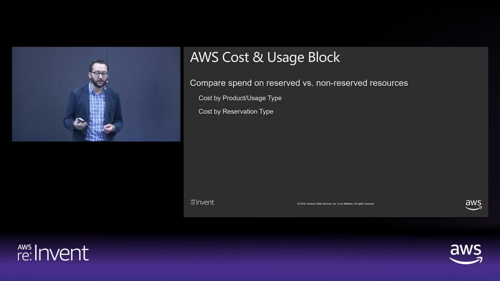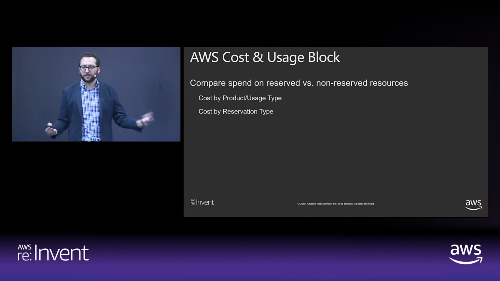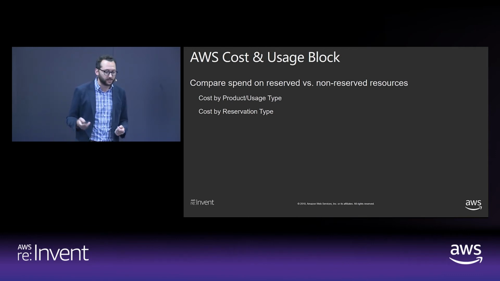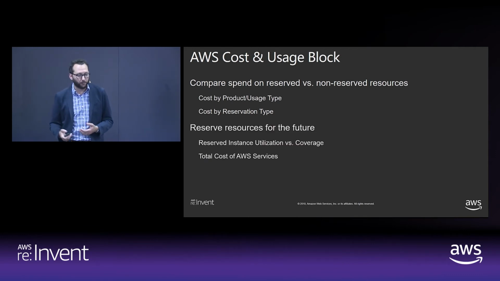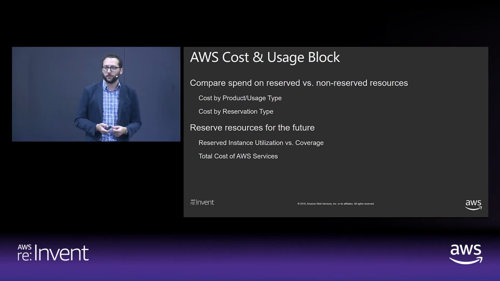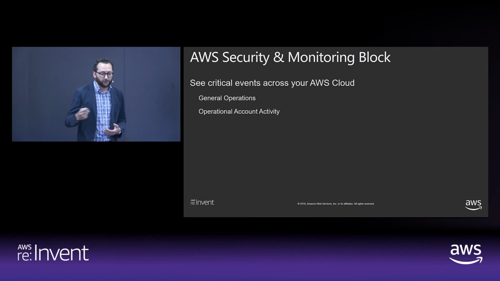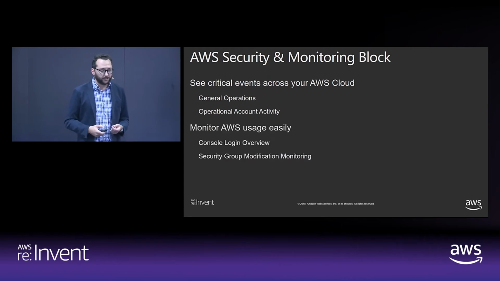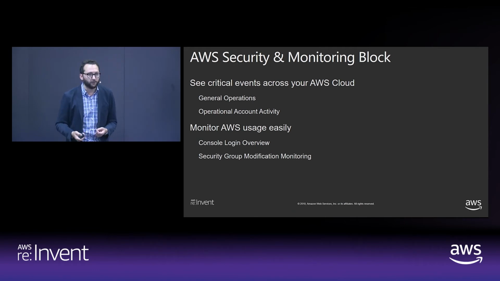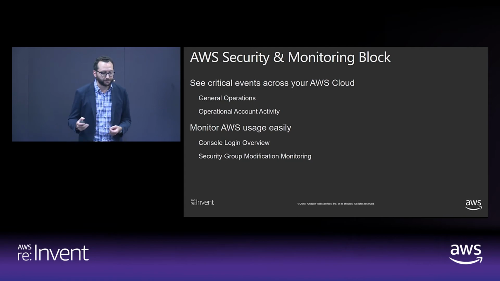On the cost and usage side, you can sort of slice and dice that usage so you can understand, I want to look at it by reserved instances versus unreserved instances, spot instances. I want to look at which products are costing me how much. And then you can also look at reserving resources for the future and make those calculations to see how much you would save. And then finally, on the security and monitoring, you're really getting deep into that operational activity, getting a console login overview so you can see who's doing what, which makes it really easy to do auditing of how people are using your AWS cloud.